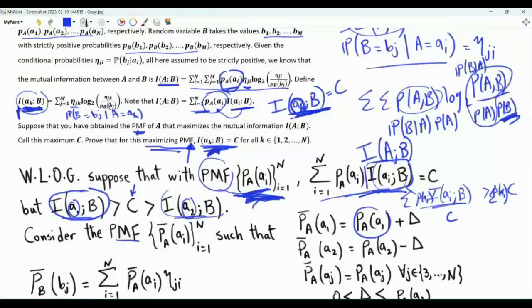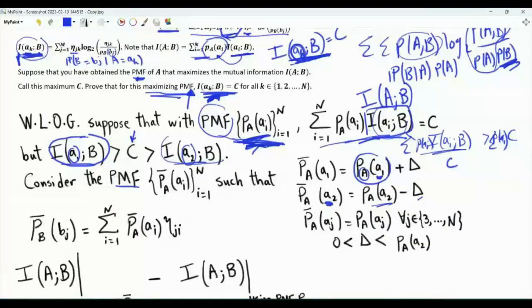We will take the probability that random variable big A is equal to A1, and we will increase it a bit. We add big delta. We will take the probability that the random variable big A is equal to A2, and we will decrease this probability by delta. Delta is a positive number, and we choose delta to be strictly less than the probability that random variable A is equal to A2, so that this difference here is still positive. For the other probabilities, we will keep them as is.